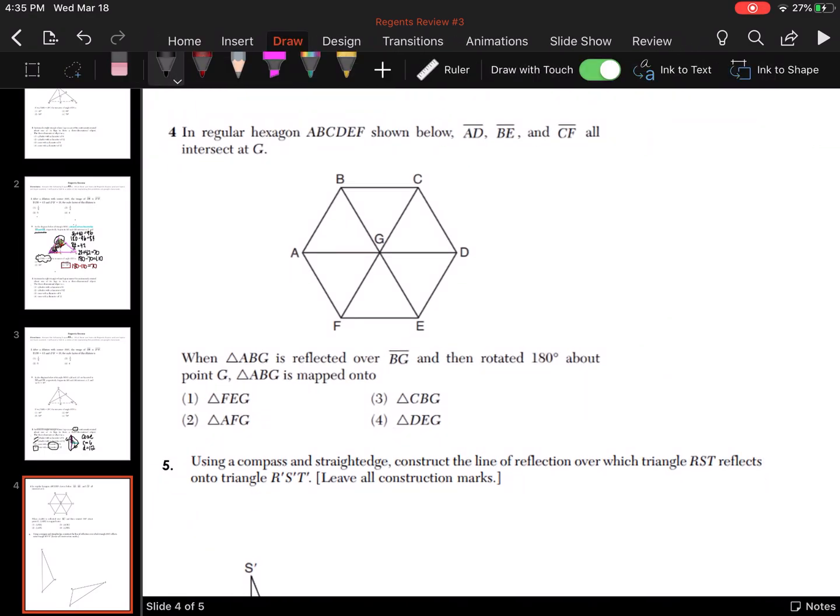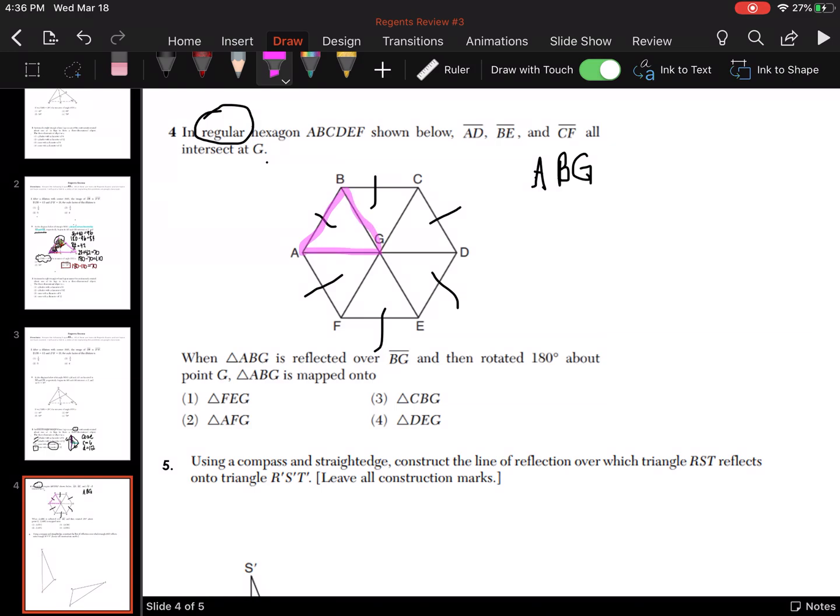Okay. We have a regular hexagon. Now, because it's regular, that means all of these are the same. And then it has all of them intersecting at G. Now, we're taking ABG, so I'm actually going to write ABG right here on top. Okay, and I'm going to highlight it from A to B to G.